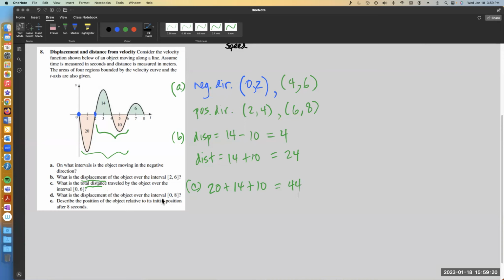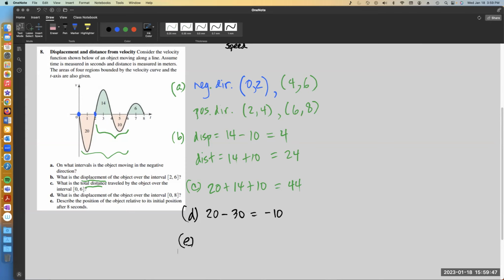What is the displacement on the whole interval 0 to 8? 0 to 8, what do you think? -10. Yeah. Okay, part E says, what does that mean? So we're going to be moving to the left 10.